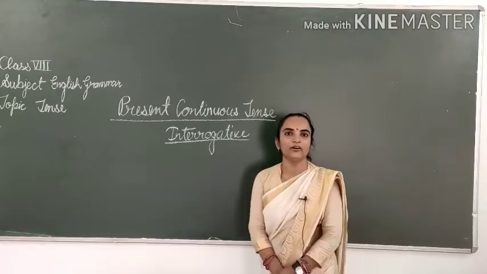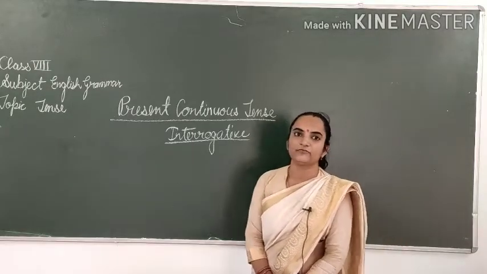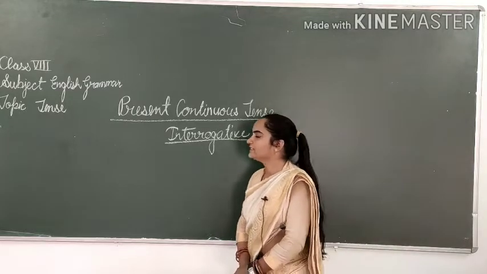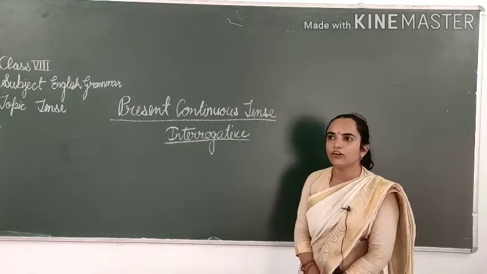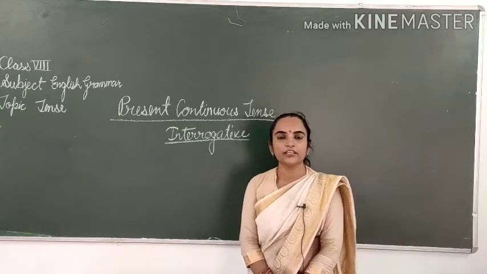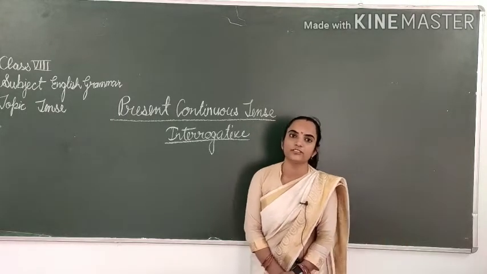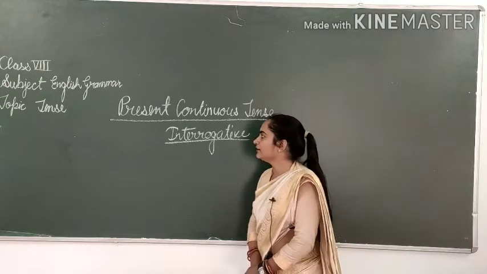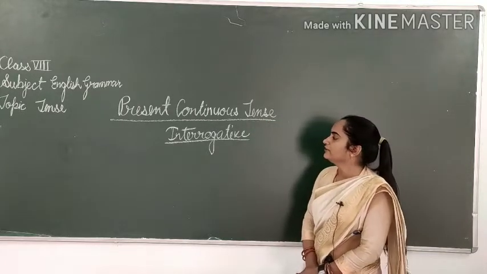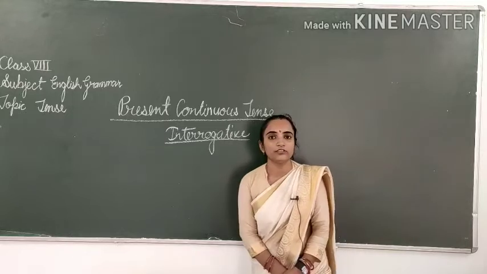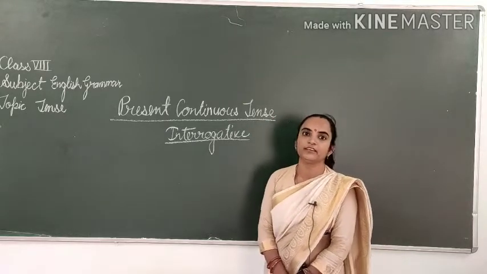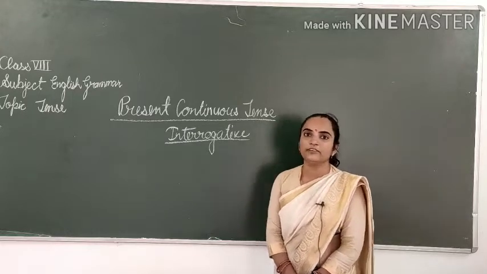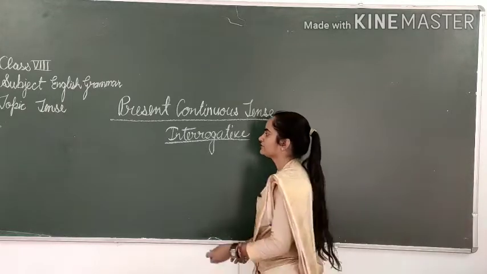Now we will learn about interrogative sentence. We will learn the structure of interrogative sentence according to present continuous tense. What are interrogative sentences? Interrogative sentences are the sentences which are used for asking questions. There are also two ways of asking the question. First one is question start with helping verbs. Second one is question start with WH word. Have a look at the structures.